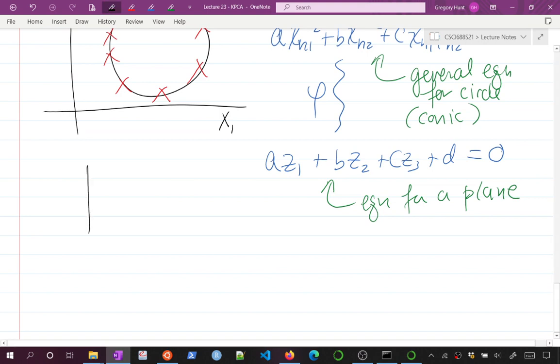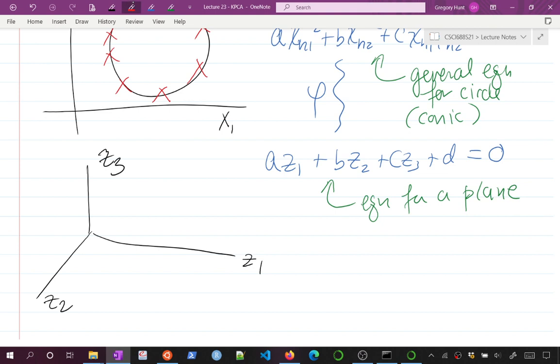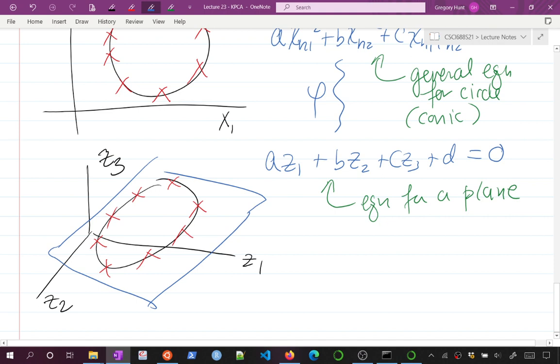So what I've done is I've embedded these points into a three-dimensional space, z1, z2, z3, and somehow the circle exists here, and I have my points. You can see that these points now live on some plane in a three-dimensional space, by dint of the fact that we know that an equation of this form defines some plane in 3-space. And so what does that mean?